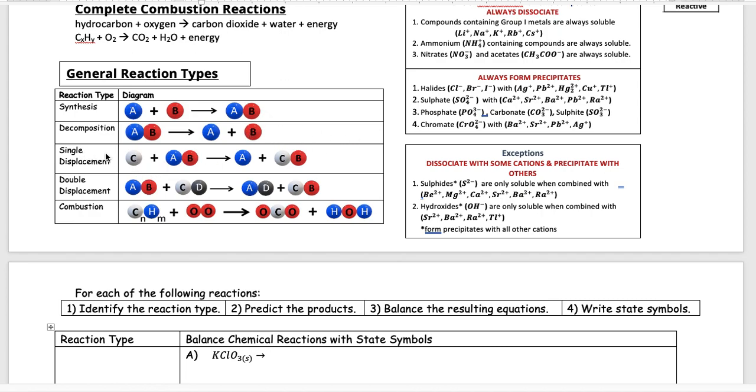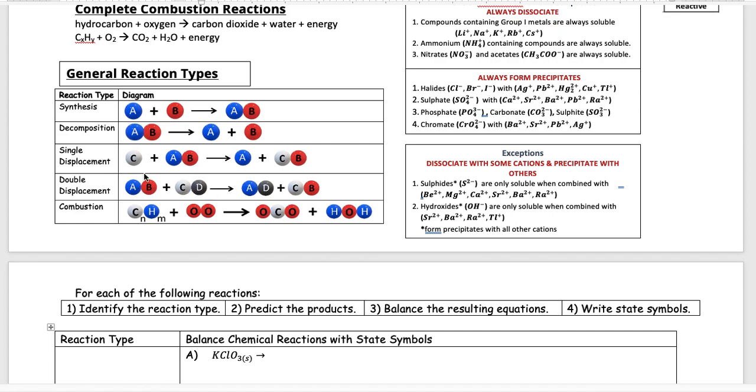Okay, single displacement, that's when a metal comes in and displaces a metal, or it could be a non-metal displacing a non-metal, okay? But again, you need the activity series, pay attention to that. Double displacement, you'll have compounds, right?